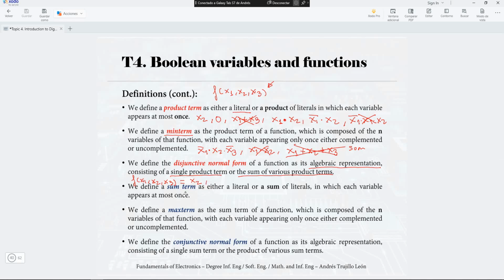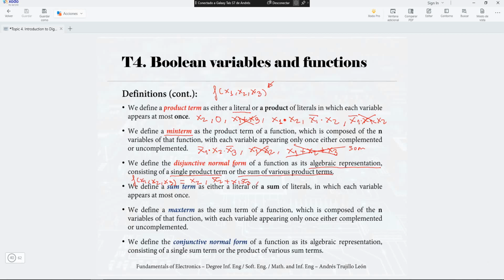What happens if the function is, for example, complemented x2 plus x1 multiplied by x3 negated? Is this a disjunctive normal form? Yes. Why? Because it's the sum of various product terms. x2 negated is a product term because it's a literal. x1 multiplied by complemented x3 is a product of literals. So we have here the sum of various product terms. So this is a disjunctive normal form.